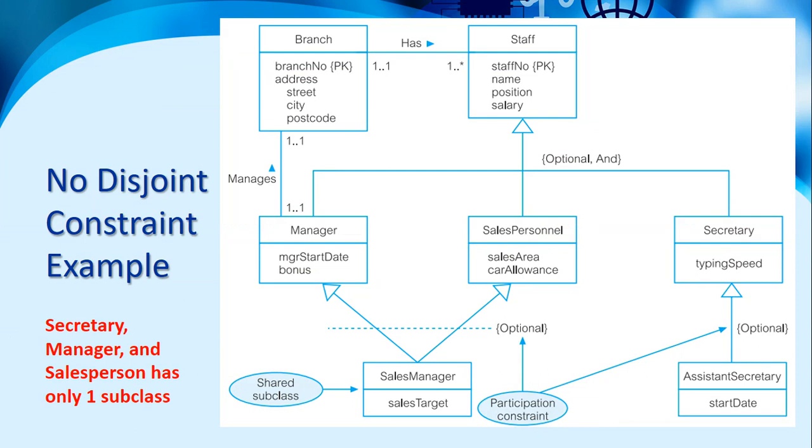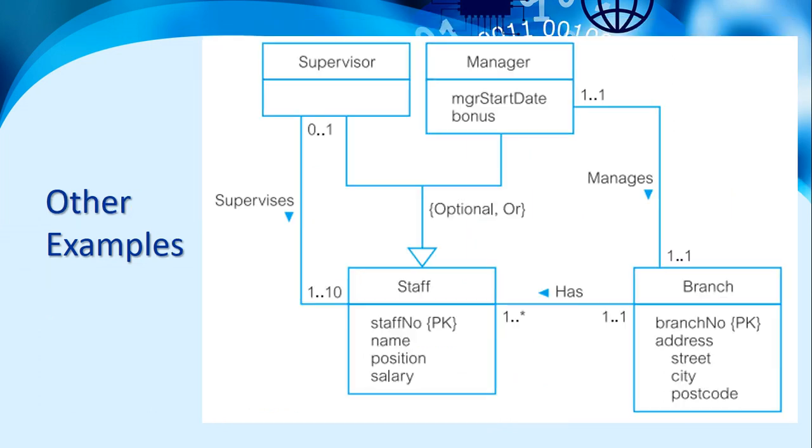So we have another example here of a disjoint constraint, but there is no disjoint constraint written. It's because the manager, the salesperson, and the secretary each have only one subclass. As we recall, this disjoint constraint is only applicable to a scenario where one superclass has many subclasses. But since it only has one subclass, we only have the participation constraint present. There is no disjoint constraint. So yeah.